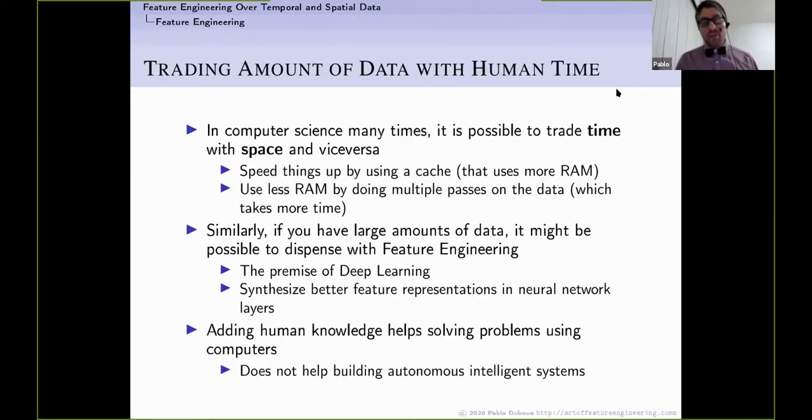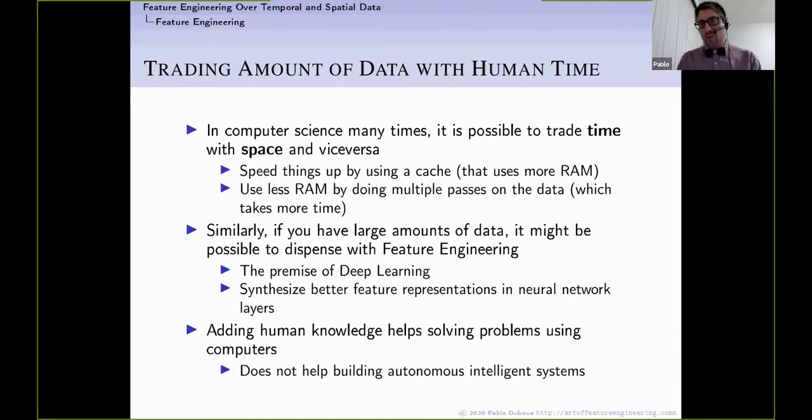Another way of thinking of feature engineering is trading amount of data with human time. Yes, in computer science, many times we can do things like trading time with space. We can speed things up by using a cache that uses more RAM, or you can use less RAM by doing multiple passes on the data, which take more time. In a similar perspective, you can imagine that feature engineering dispenses the need for large amounts of data by tapping into available expertise. So we are adding human knowledge that helps solve problems using computers.